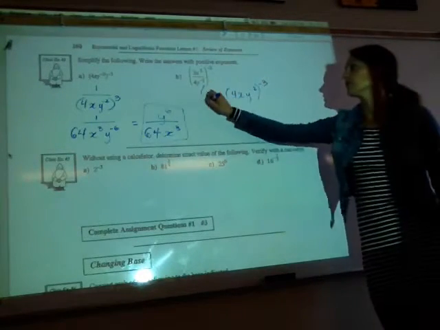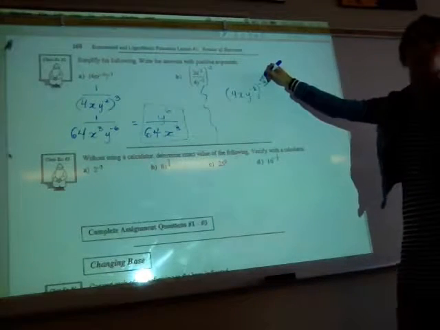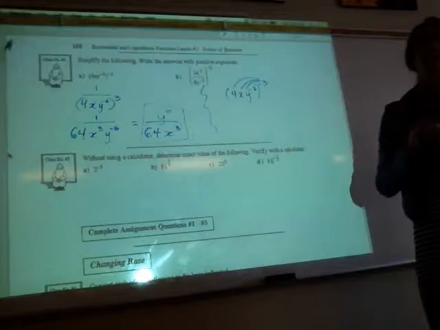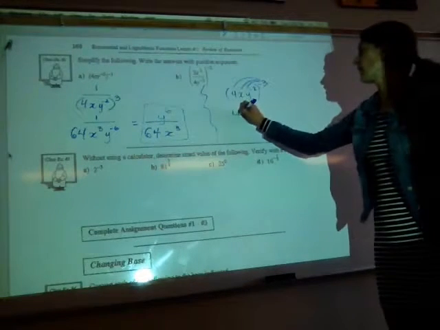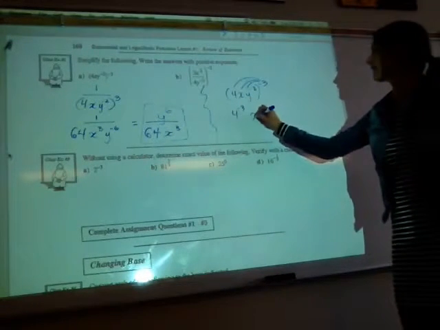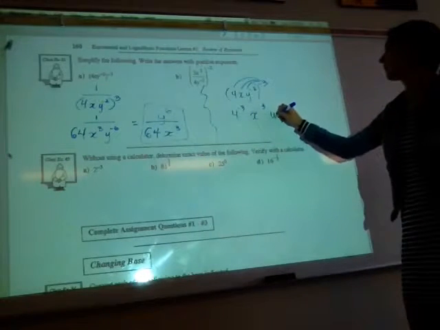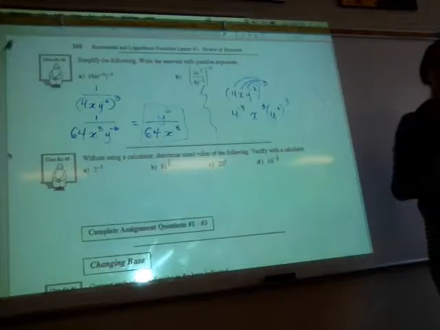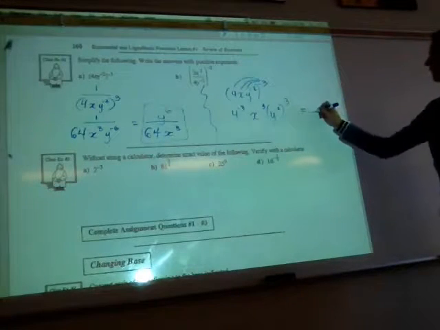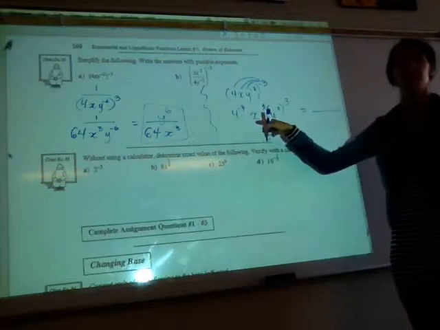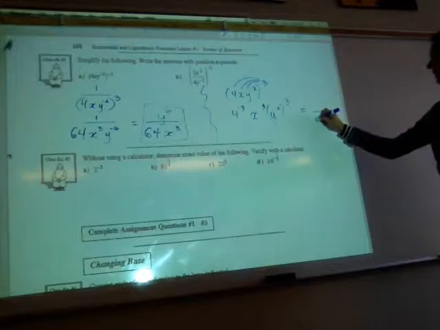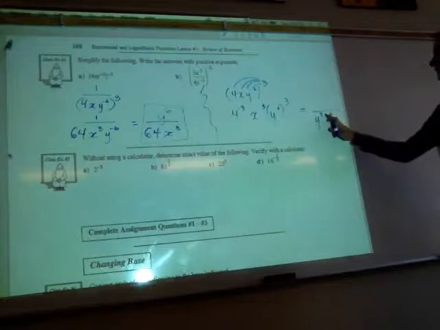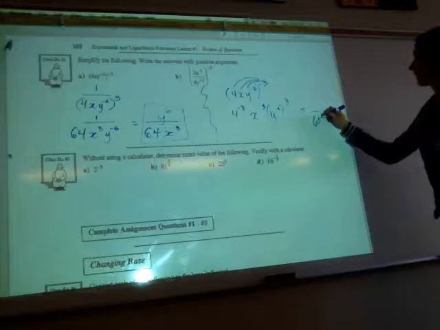Method number 2 is taking that outside exponent and applying it to every factor inside the brackets. So we have 4 to the power of negative 3, x to the power of negative 3, and y to the power of negative 2 to the power of negative 3. From there, to change these to positive exponents, we have to move them to the denominator. So we get 4 to the power of 3, which is 64, so I could just write that right away.